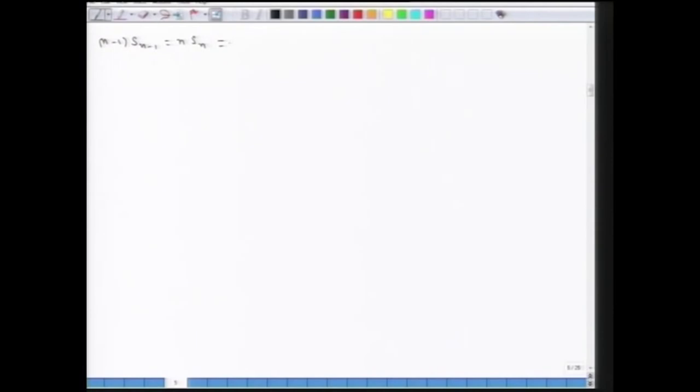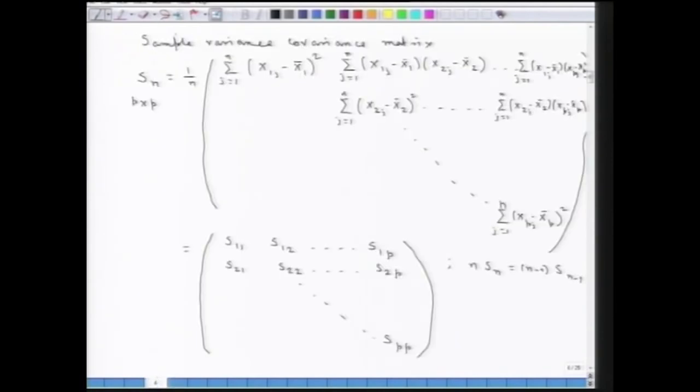Now, if we look at this particular matrix here, this element can be written in terms of summation. I will just write it out here: this entry we can write as summation x 1 j square minus n times x 1 bar square. All these entries similarly can be written like this. Say, for example, the 1 2th element here can be written as summation x 1 j x 2 j minus n times x 1 bar into x 2 bar.